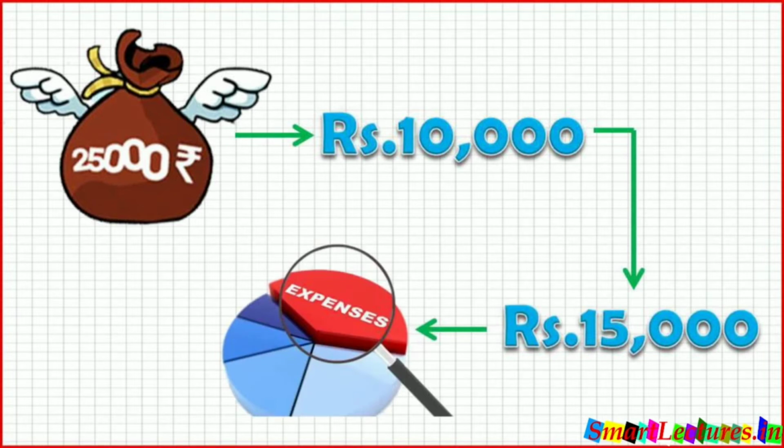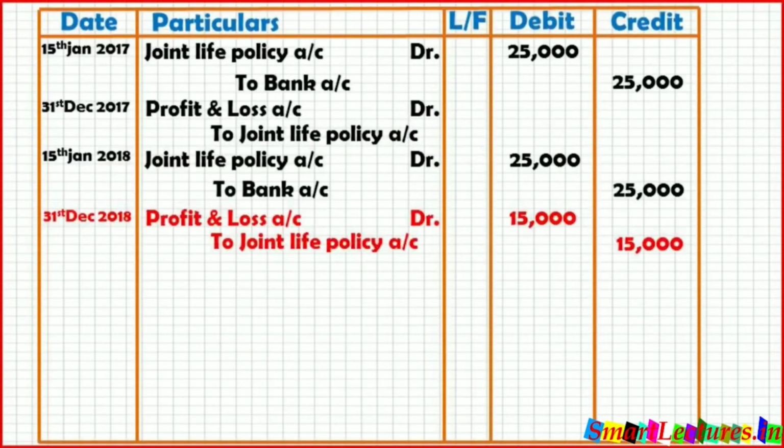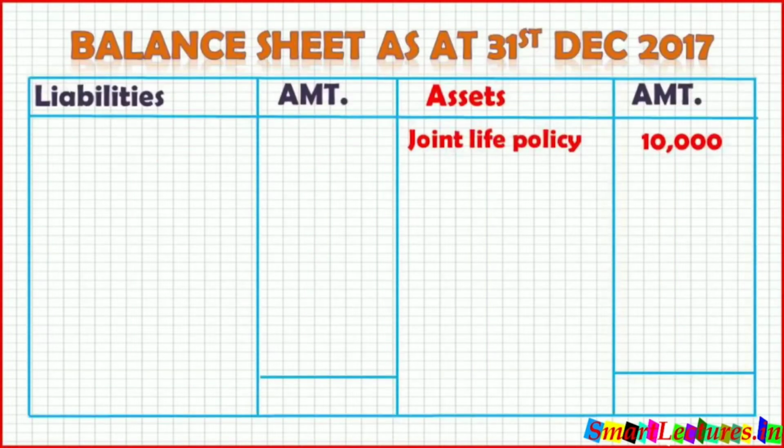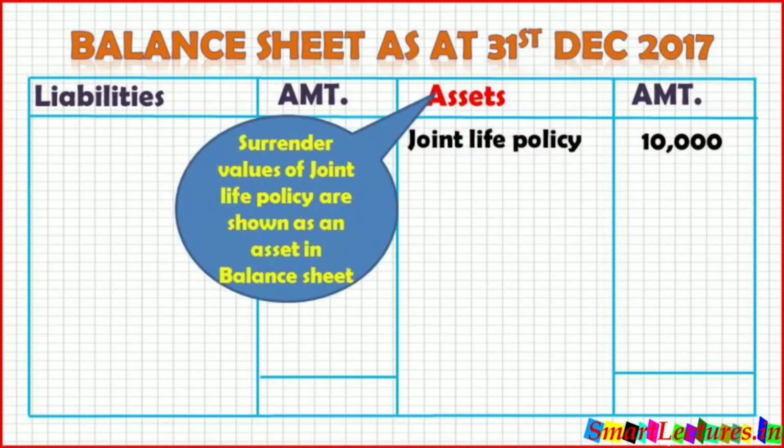So what will be the journal entry? As on 31st December, profit and loss account debit to joint life policy account, rupees 15,000. It means on 31st December, in the profit and loss account on the debit side, joint life policy 15,000 rupees will be shown, and in the balance sheet it will be shown as joint life policy 10,000 on the asset side, because this will be shown as an asset. That's why this method is called the asset method, because the surrender values of the joint life policy are shown as an asset in the balance sheet.